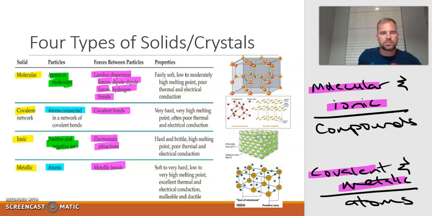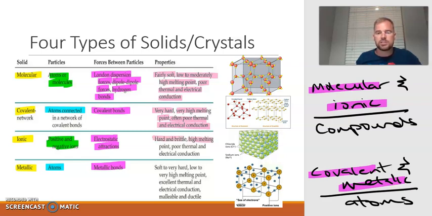Over on the last column, you can see that it's talking about some properties. Molecular compounds tend to be fairly soft, with low to moderately high melting points, it just depends, but very poor conductors of heat and electricity. They do not conduct very well. Covalent crystals are very hard because of that strong covalent bond. So that also means very high melting points. These are also often very poor conductors of heat and electricity because there's nothing to carry the charge. There's no ions.